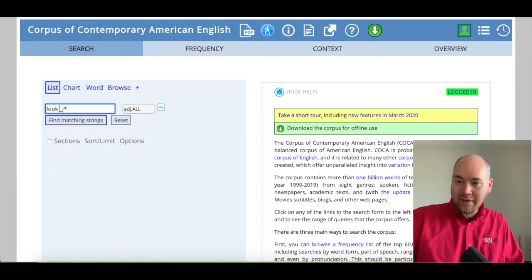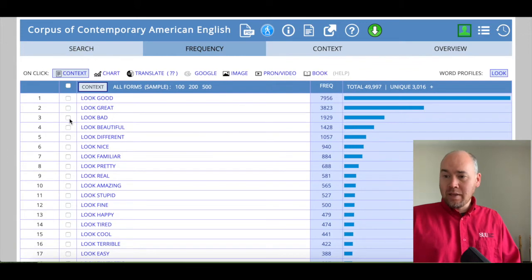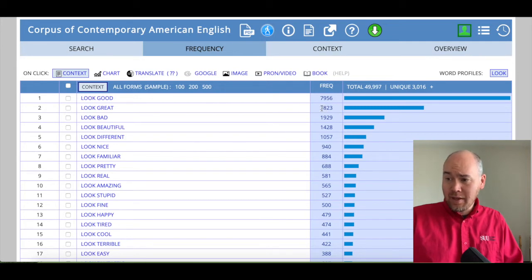And for that reason, because these are going to be two different words, it's important that I have a space here. If I don't have a space, it's going to try to look for this word as an adjective, and I probably won't find anything. So look, space, and then an adjective, and what do I get? Look good, look great, look bad, look beautiful. Okay. Look good is the number one, and it's got about 8,000 hits out of a billion. Look great is the second most with about 4,000. So look good is definitely the most common.